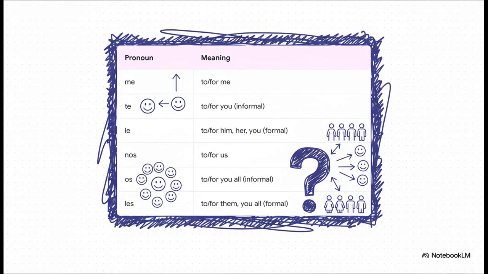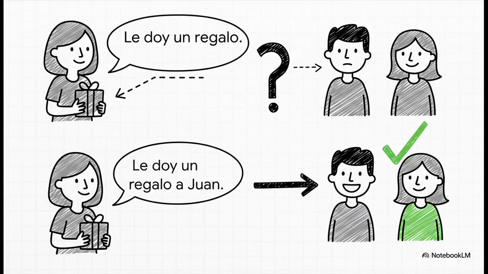Until you get to le and les. They can be a little tricky because they can mean a few different things. And this is the pro tip for handling that trickiness. If you just say, le doy un regalo, well, who are you giving it to? Him? Her? It's kind of vague. But if you add a Juan at the end, le doy un regalo a Juan. Boom. Crystal clear. It's a fantastic little trick that Spanish speakers use all the time.